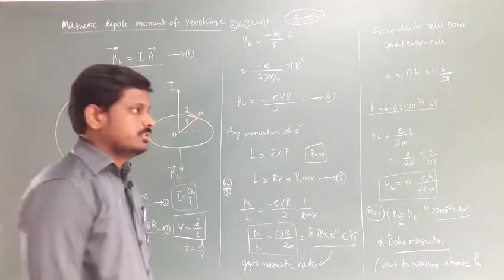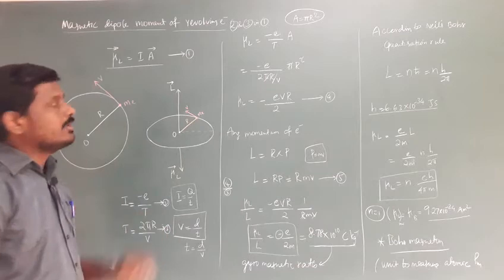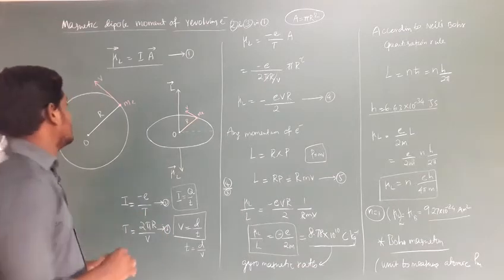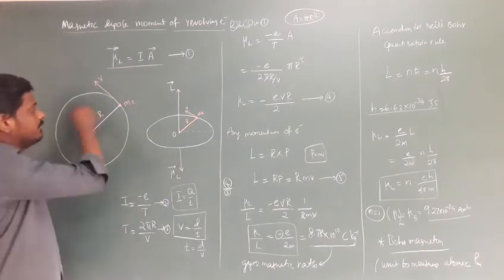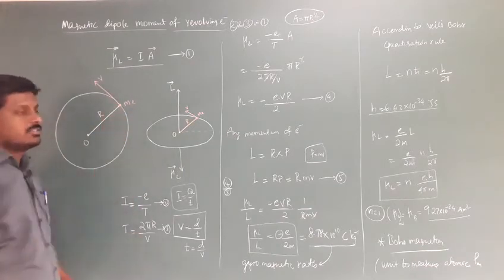12th standard physics. Lesson 3, magnetism. In this class we are going to discuss the magnetic dipole moment of a revolving electron around the nucleus. Consider an atom, with an electron revolving around the nucleus. m_e is the mass of the electron, and r is the radius of the atom.